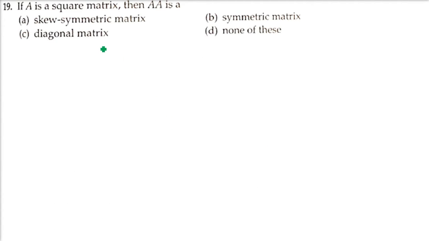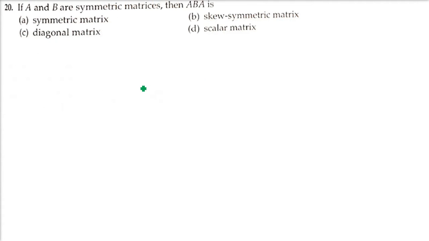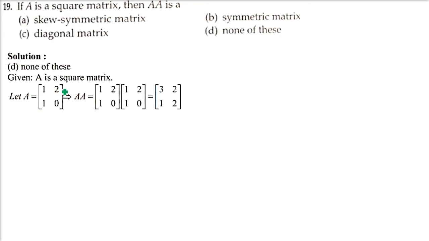If A is a square matrix, then A into A is what? A is a square matrix, and A can be anything. We don't know. If you take any matrix, say 1, 2, 1, 0, you cannot tell anything. It can be skew, symmetric, diagonal, any of these. So by just saying that A is a square matrix, A dot A is what? You cannot tell, so you have to answer none of these.